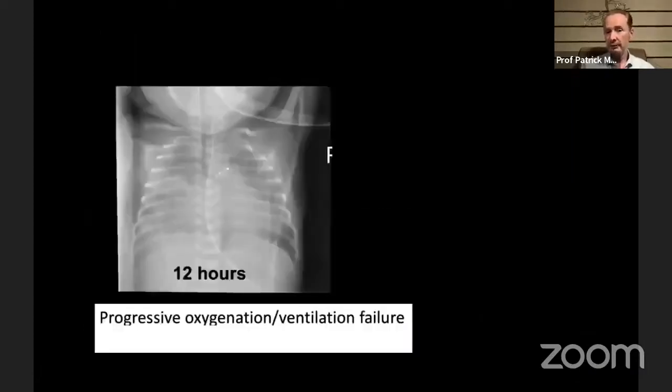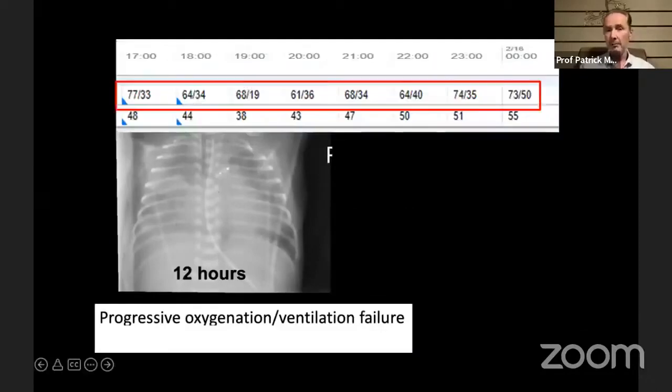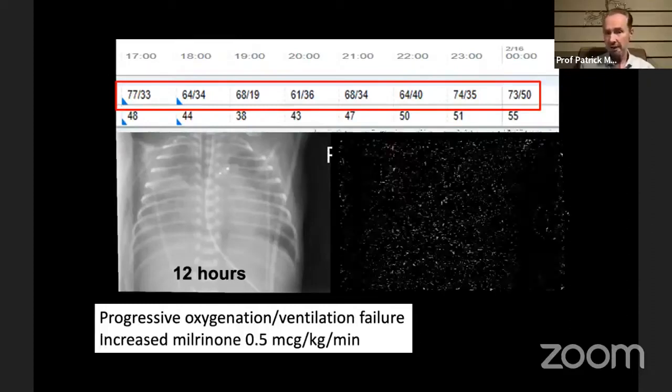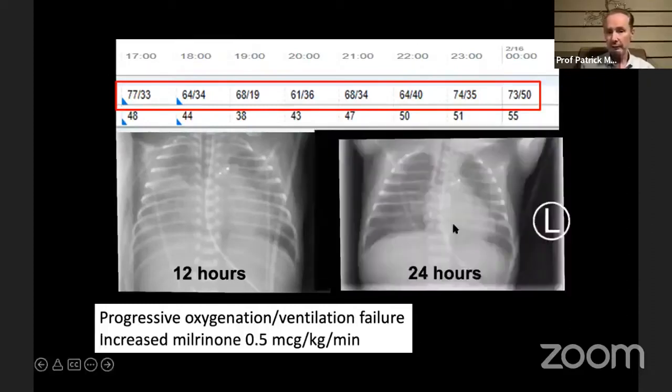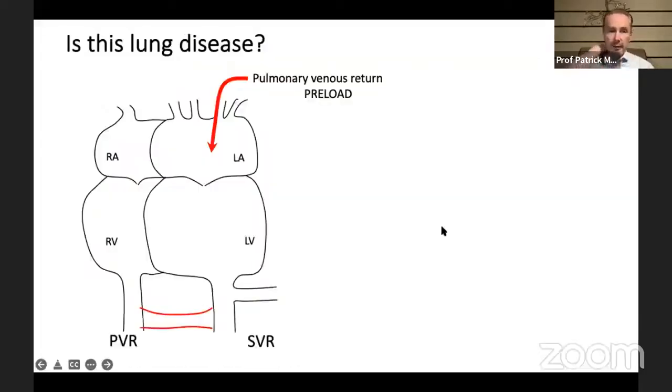Despite the addition of milrinone, the baby developed progressive oxygenation and ventilation failure, which you can see is very different from the previous chest X-ray. But during that same interval, the patient was noted to be very hypertensive. So the clinical team increased the milrinone to manage the hypertension. And you can see by 24 hours, with recovery of his blood pressure to a normal level, his chest X-ray improved. So is this lung disease, or is this actually a lung problem that is due to a heart problem?